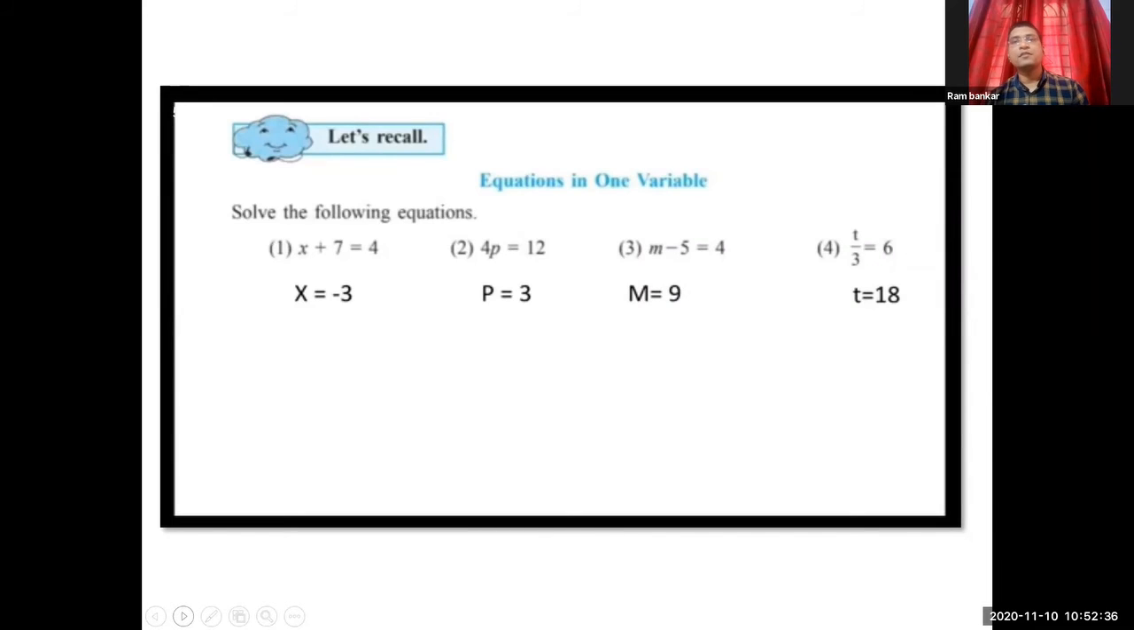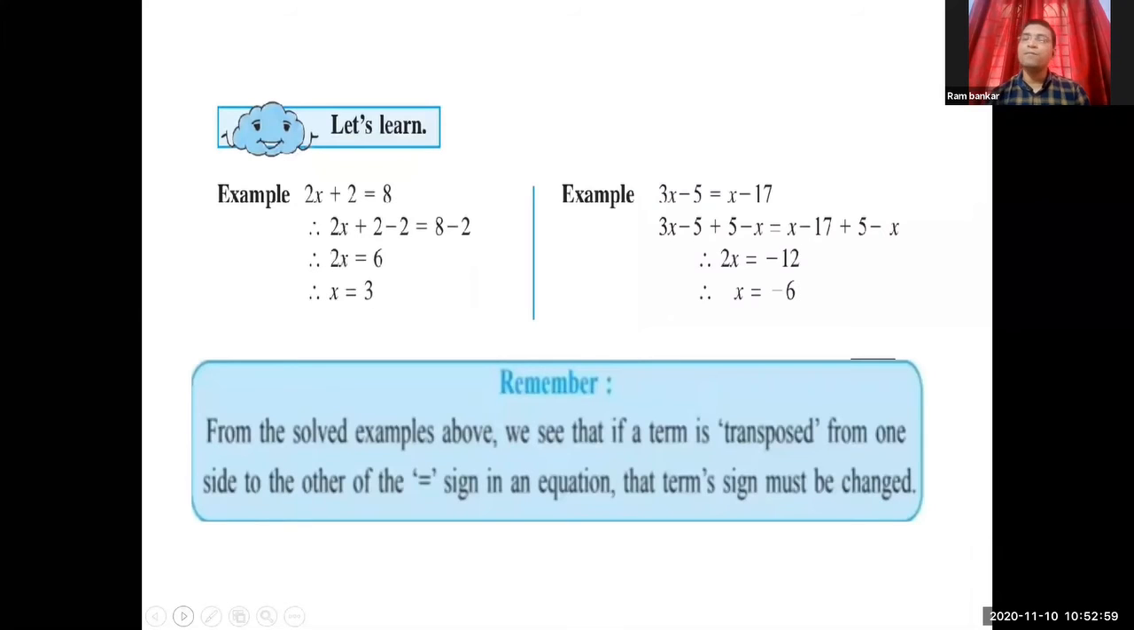In the same way, if multiplication is there on the left hand side, if you take this number on the right hand side, then multiplication will become division. If division on the left hand side, it will become multiplication on the right hand side. While solving, you will understand easily. Okay. Practice is very important while solving anything.